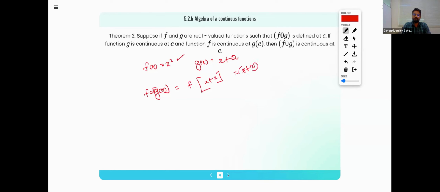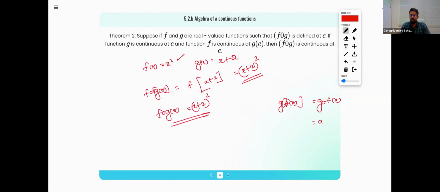Which is x plus 2 whole square. So this is symbolically written as f of g of x, which in this case is x plus 2 whole square. Similarly, if I want the other order, g of f of x, which can also be written as g of f of x.